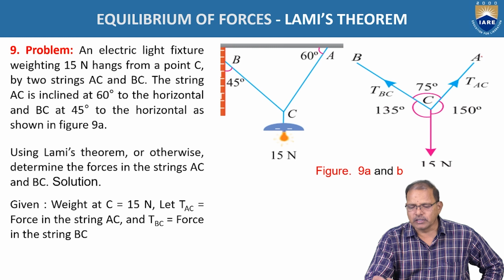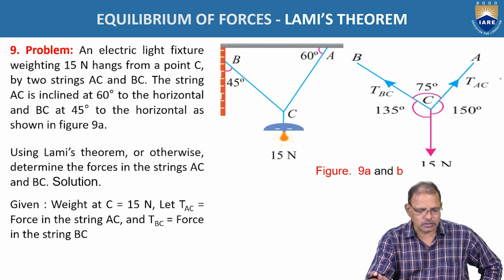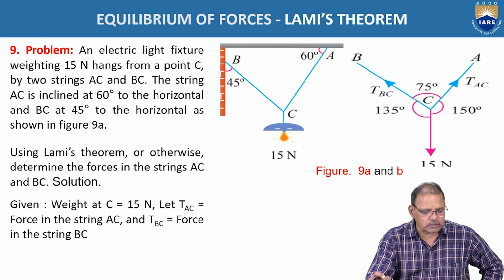That is, the force A divided by sin 135 is equal to the magnitude of B force divided by sin 150, which is equal to 15 divided by sin 75 degrees. This is according to Lami's theorem. Now we have to solve these problems by using Lami's method.